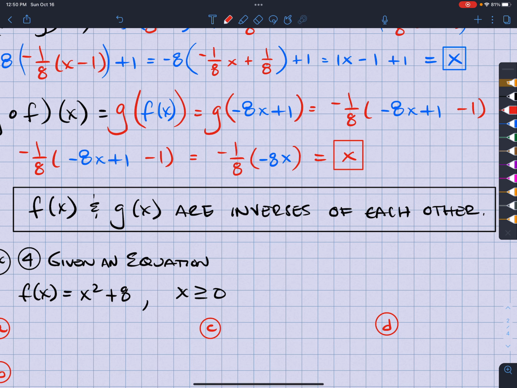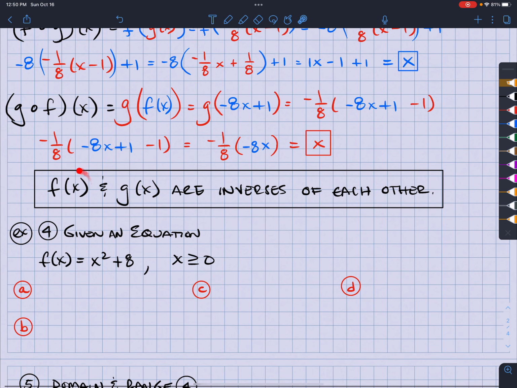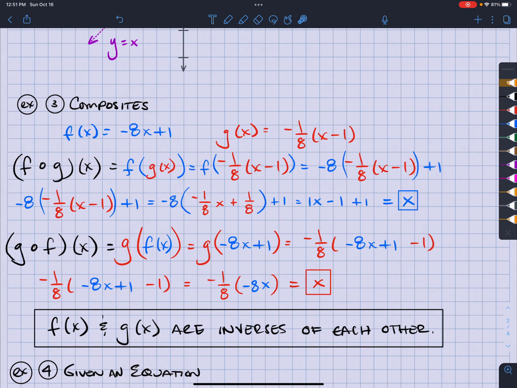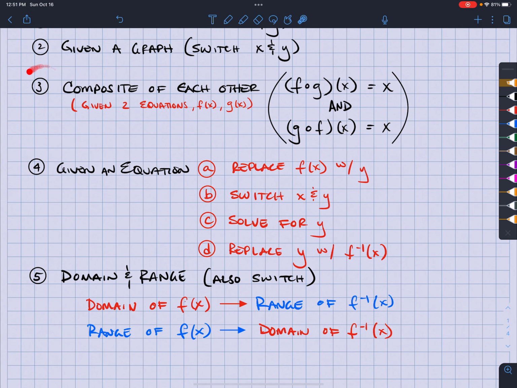There it goes. So notice how this is equal to x, this is equal to x. Therefore, f of x and g of x are inverses of each other. Okay? That's the reason why. Now, again, that is for number 3 up here, which says composite of each other.